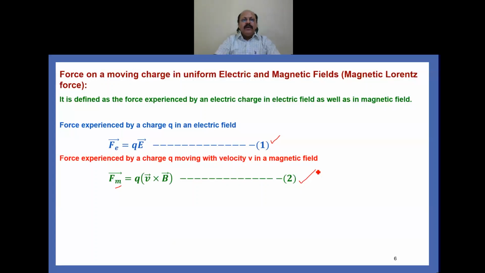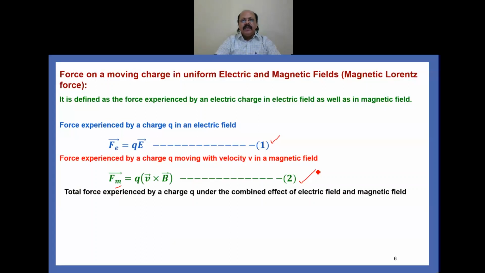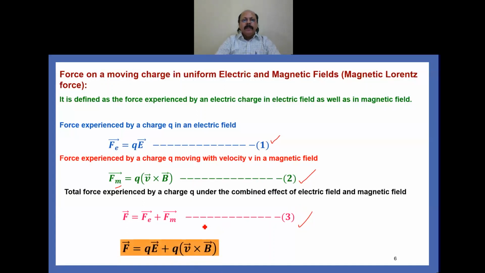Now we calculate the total force experienced by an electric charge under the combined effect of electric and magnetic fields. So the total force is F vector equal to F_E vector plus F_M vector. Mark this equation 3. Now substitute the values of F_E vector and F_M vector from equations 1 and 2 in equation number 3. So finally you get F vector equal to q E vector plus q within bracket v vector cross B vector.